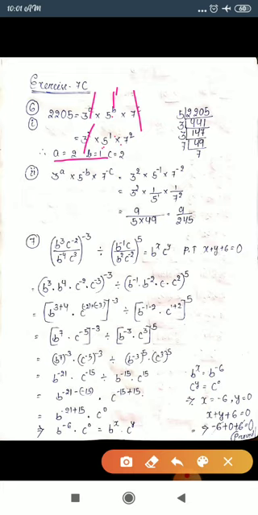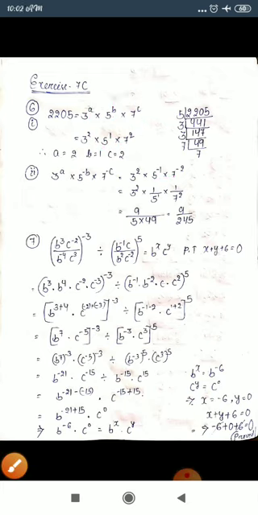First we write these two indices as positive indices: 3 square into 1 by 5 into 1 by 7 square. So 3 square is 9, and 7 square is 49, 5 times 49 is 245. So 9 by 245 is the answer.